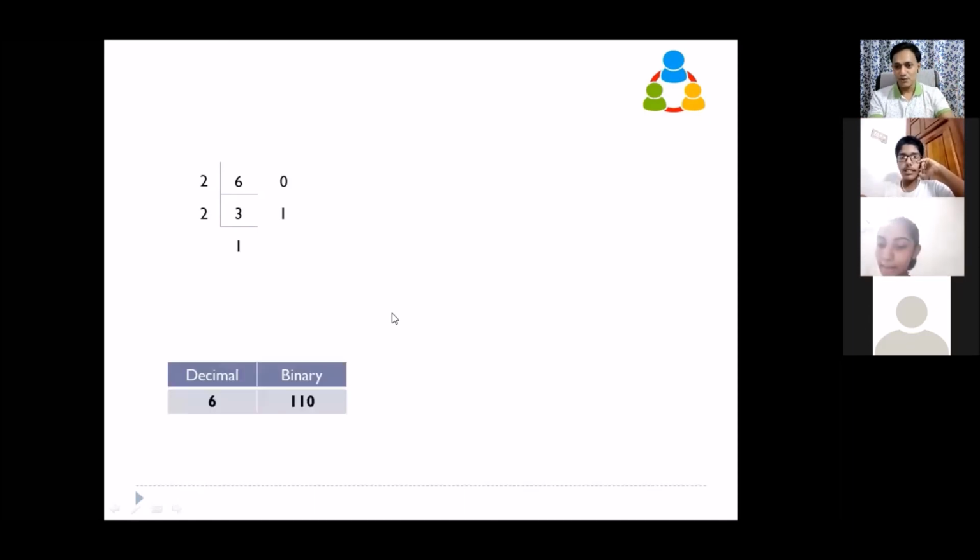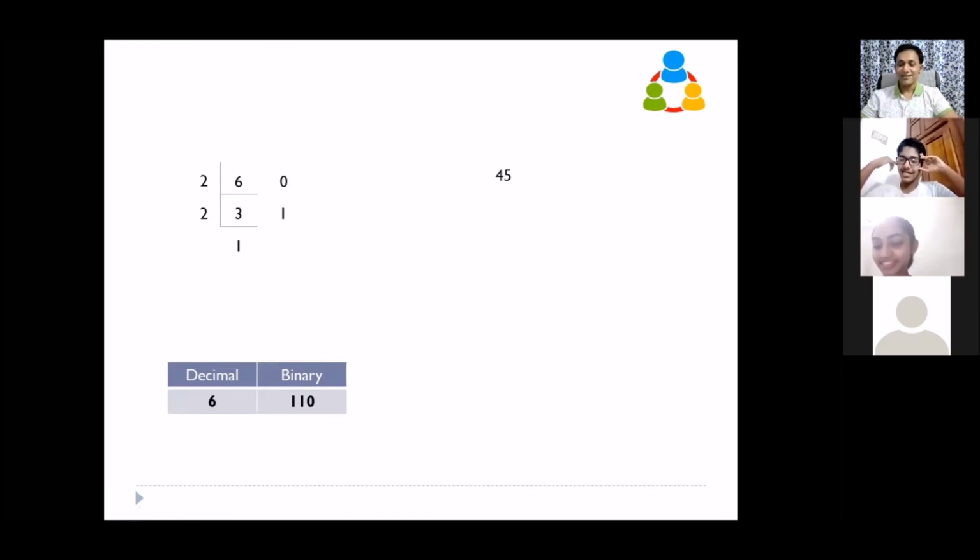Now decimal 6 means binary 1 1 0. What is this 1? 1 is 4. We told 1 is 4. This is 2. This is 0. 4 plus 2 plus 0. Okay. Now Avinash wants to take larger numbers. Let us take a large number.